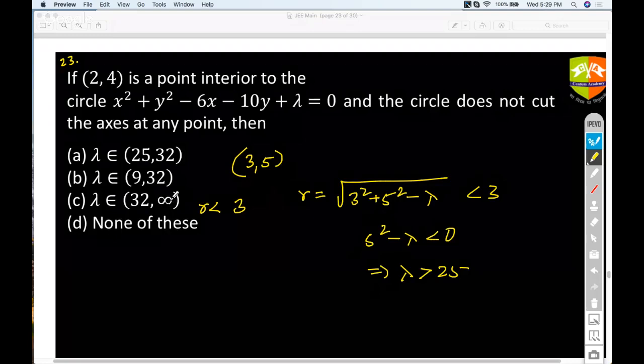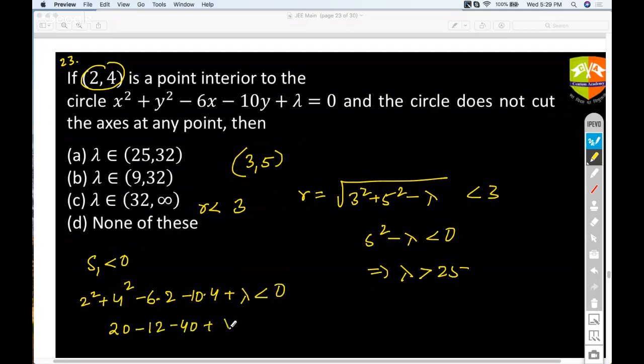Now, secondly, it's given that the point (2, 4) is interior to this circle. That means S1 should be less than 0. S1 is when you put the point in place of x and y. So 2 square plus 4 square minus 6 into 2 minus 10 into 4 plus lambda should be less than 0. That means 20 minus 12 minus 40 plus lambda should be less than 0. That means lambda should be less than 32.